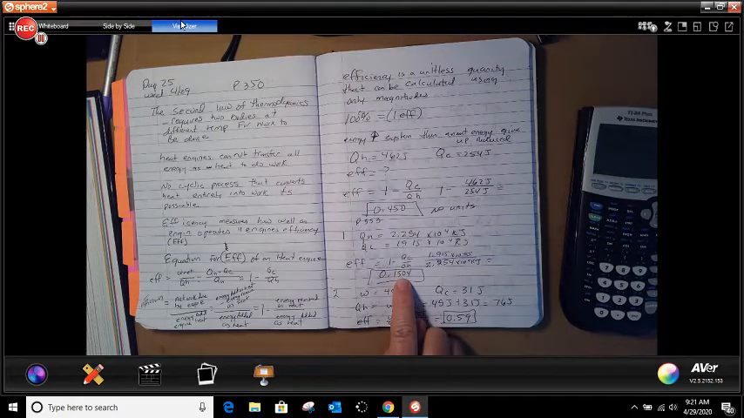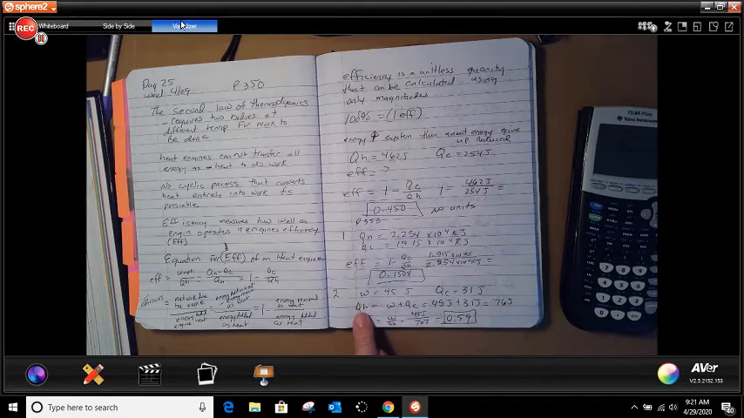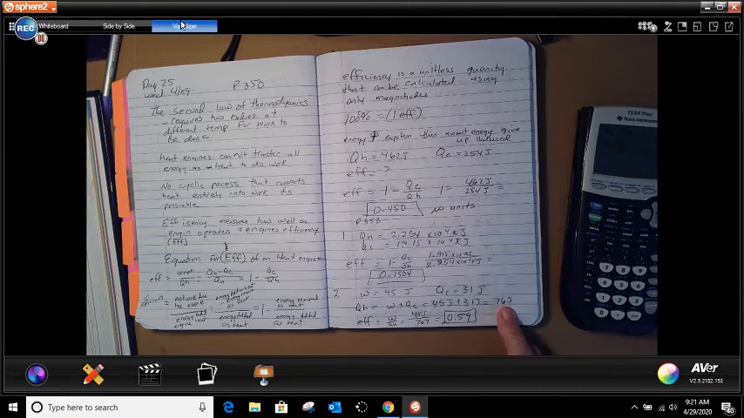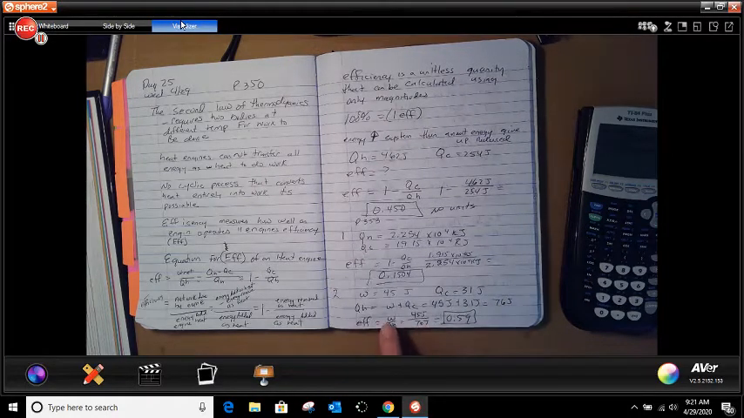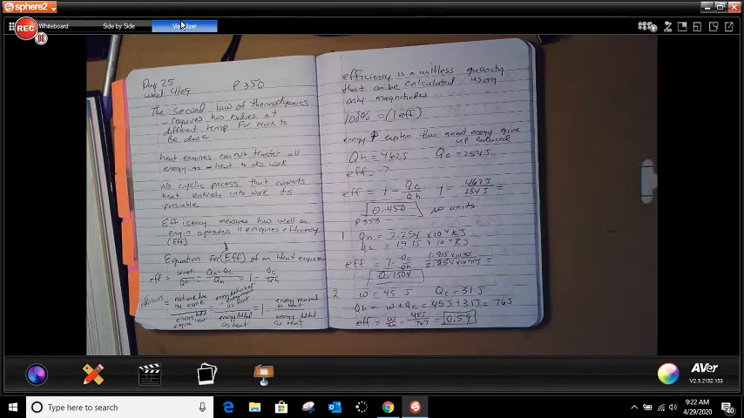Question number 2. The test model of an experimental gasoline engine does 45 joules of work in one cycle and gives up 31 joules of heat. So we have 45 as work, and then it releases QC as 31 joules of heat. First we want to find QH, because we need QH to do our equation. To find QH, we take our work plus our QC, and we get 76 joules. Then we do the efficiency, where we take our 45 joules, which is our work, and divide it by our QH, which is 76, which is 0.59.